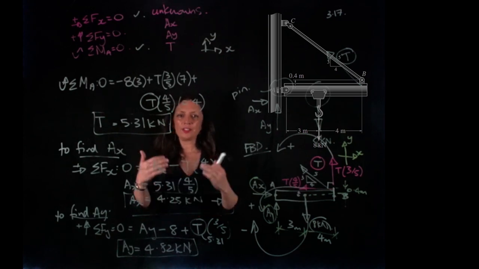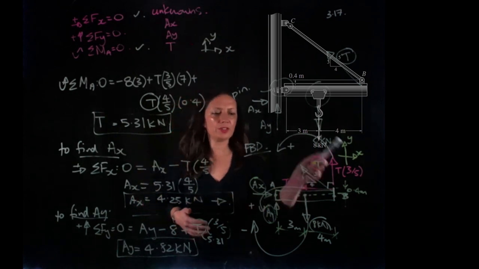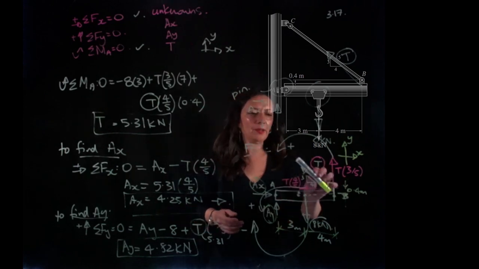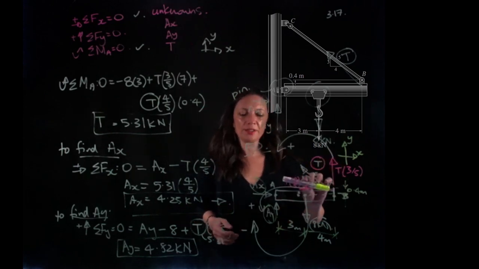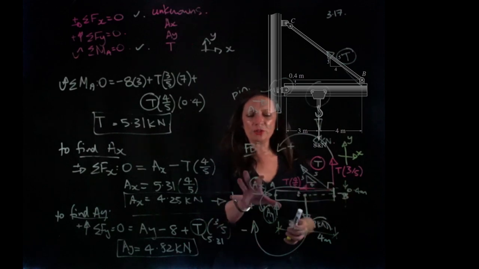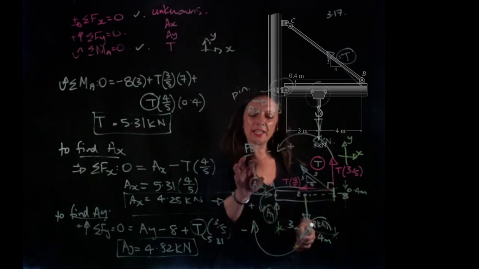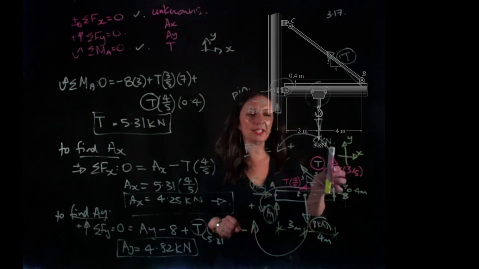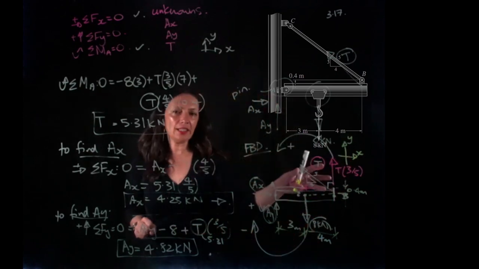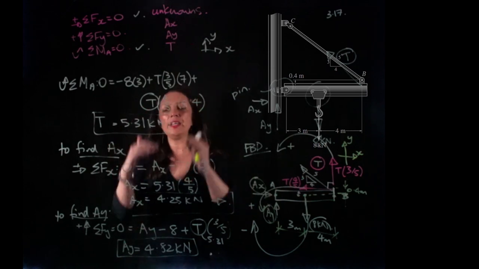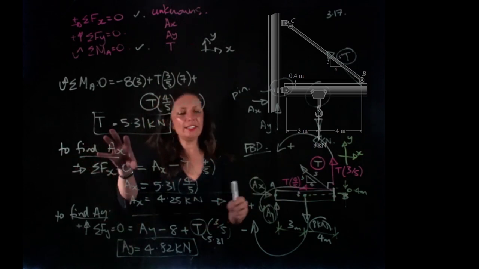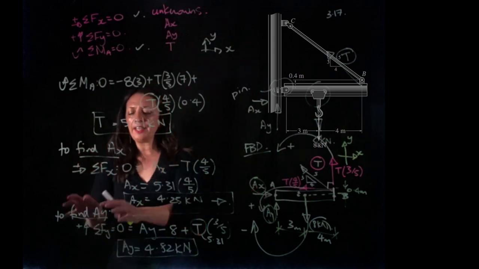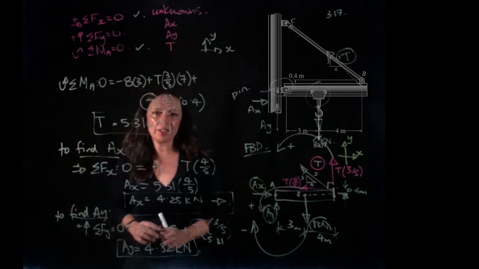So what are the steps that we did to do this? We drew, first of all, our free body diagram. We broke our tension up into its x and y components, and then we took the sum of the moments around A to eliminate AX and AY. So then we could find what T is. And once we found T, we could go to our next equation of equilibrium and find AX by the sum of the forces in the x direction to be 0, and to find AY, the sum of the forces in the y direction to equal 0.